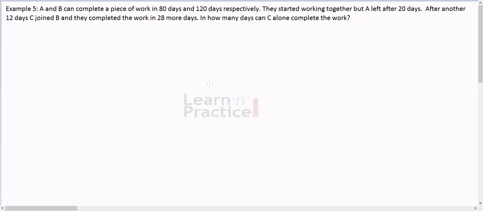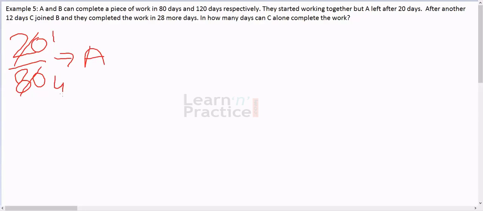So here A worked for 20 days and he can complete the work in 80 days. That means we can write 20 by 80 amount of work was completed by A. This can be written as 1 by 4, or we can write it as 25% of the work is completed by A.